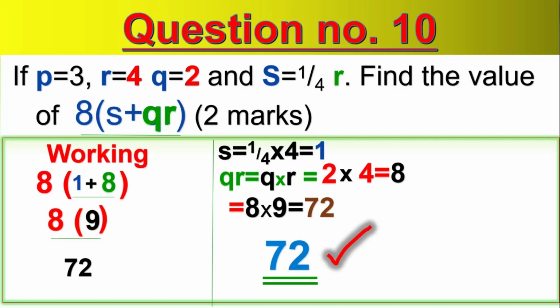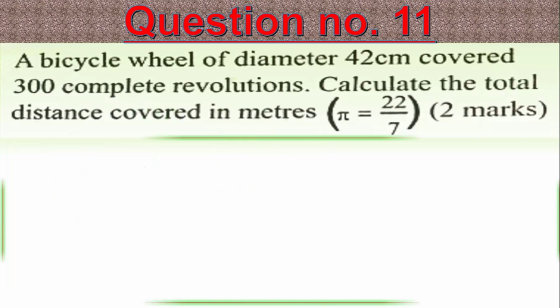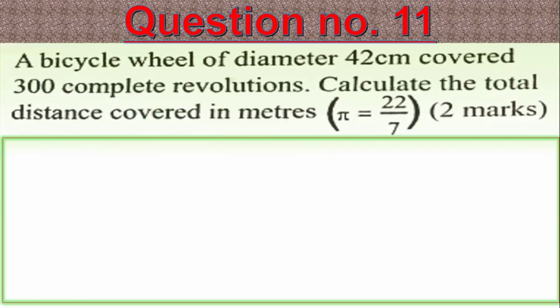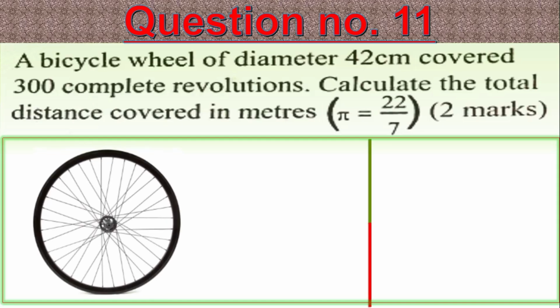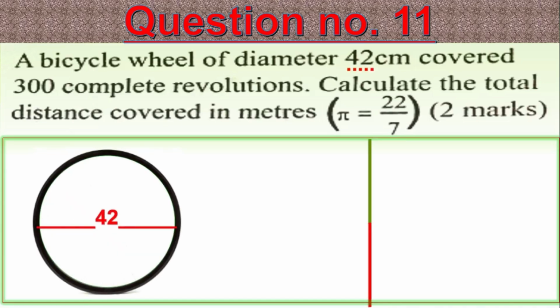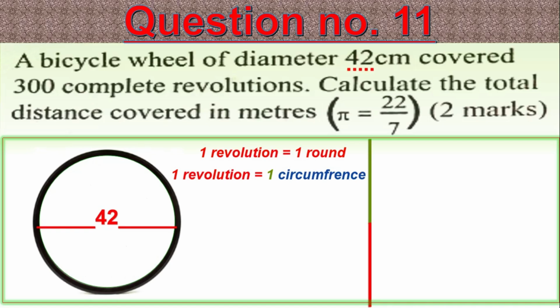Correct. Next question is our last question here, which is number 11. We are told a bicycle wheel of diameter 42 centimeters covered 300 complete revolutions. Calculate the total distance covered in meters. We are told to take pi as 22 over 7. So this is 2 marks. First of all, we have the wheel of the bicycle, which was 42 centimeters in diameter. Then we say 1 revolution is the same as 1 round, 1 lap, which is equivalent to circumference.